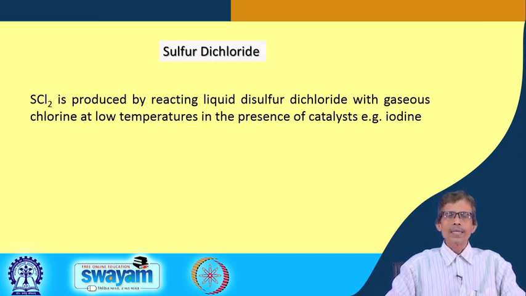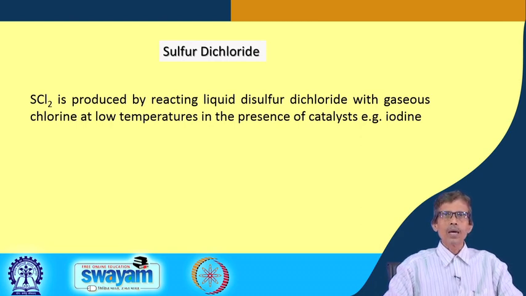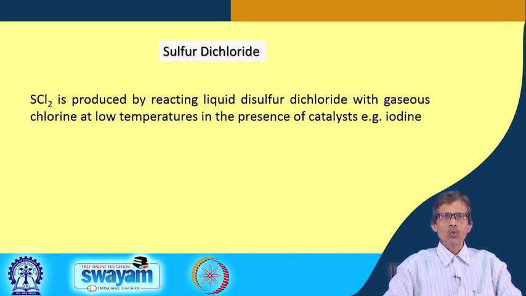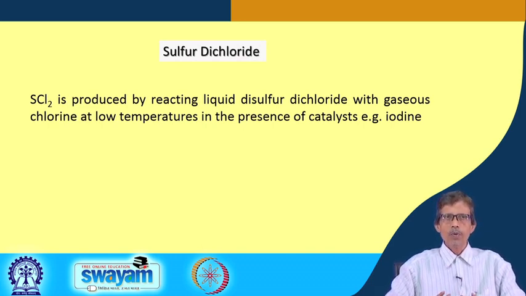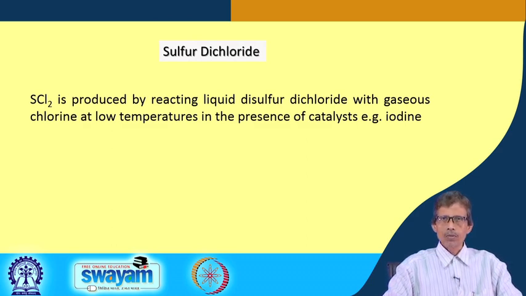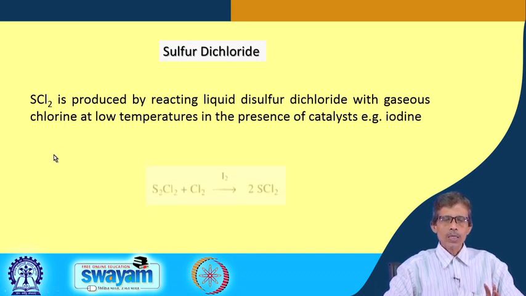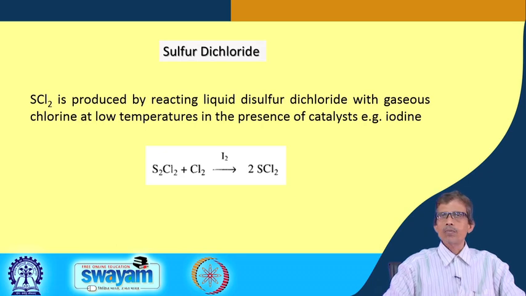So, we do the same reaction with chlorine gas with S2Cl2 at low temperature in the presence of some catalyst. We all know that where we are converting SO2 to SO3, we have seen a particular type of metal oxide catalyst, which is vanadium pentoxide. Now, we will see that simple elemental iodine, I2, is useful for this particular conversion. So, we require the presence of that particular catalyst for the conversion of disulfur dichloride to sulfur dichloride.